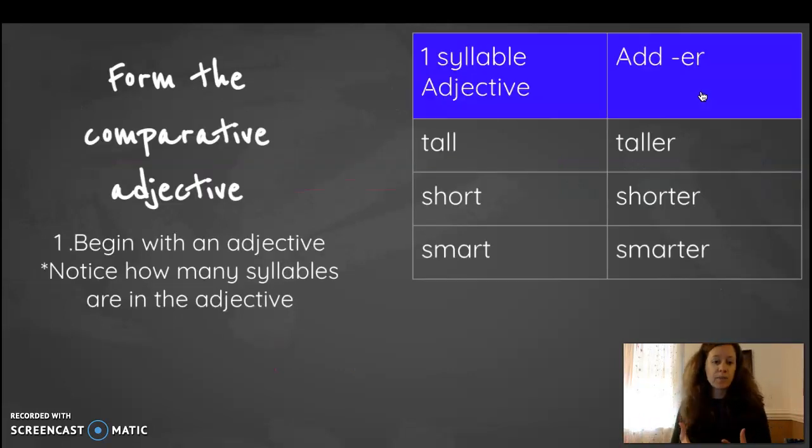So how do we form that adjective part? That's going to be key. So we start with our adjective, and then notice how many syllables are in that adjective. If there is just one syllable, for example, tall, short, or smart, we're going to add an ER. So tall becomes taller. Short becomes shorter. Smart, smarter in the comparative form.